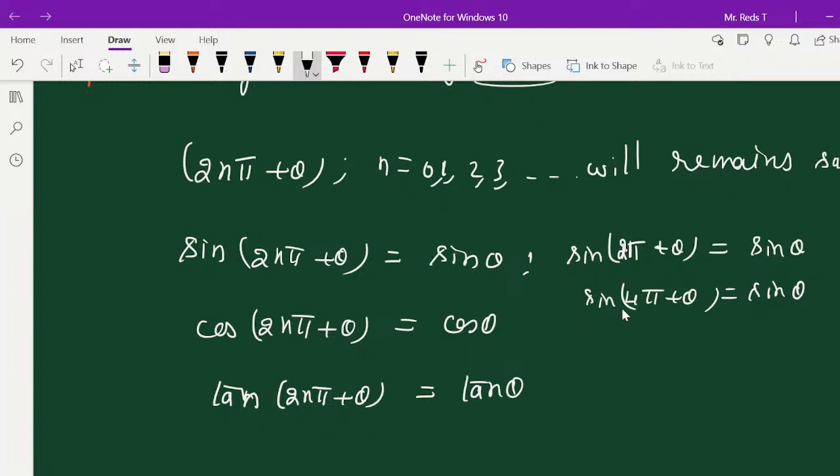Likewise, sine of 2 pi plus theta, 4 pi plus theta, 6 pi plus theta. Here in this case, if we give any value, you will get even multiples only: 1, 2 pi; 2, 4 pi; 3, 6 pi. Like even multiples of pi only, 2 pi, 4 pi, 6 pi, like that. Right, so you have to remember this.